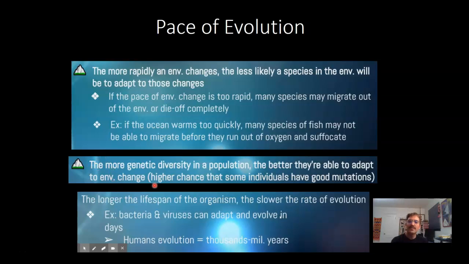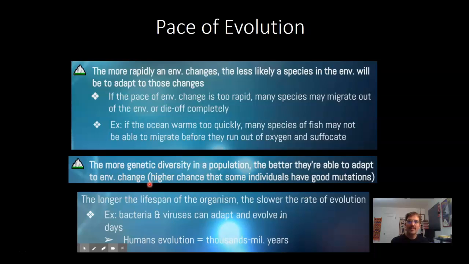The more genetic diversity in a population, the better they're able to adapt to environmental change. So the higher chance that some individuals have good mutations. So if there's a really diverse population with lots of different traits, lots of different genetics, they're not all the same, then if something happened, there'd more likely be some traits that would allow survival.